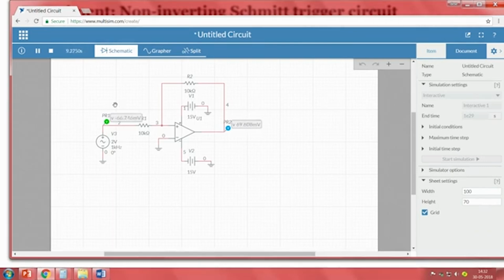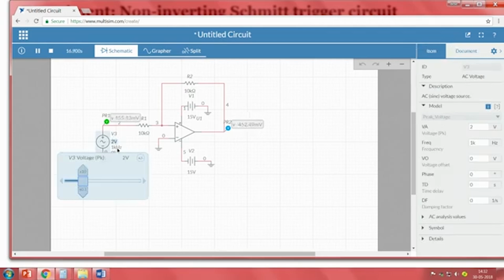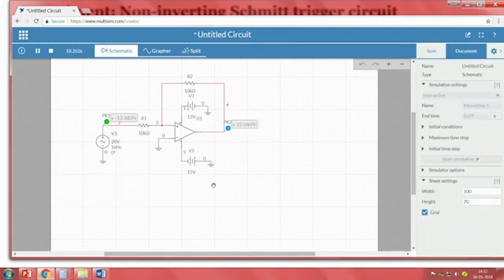In order to see the operation, what we have to do? We have to increase the input voltage greater than 2 volts, sorry, greater than the VTH. In this case the VTH is 15. So, I will make it 20 peak, that means peak to peak is 40. Now, the input is more than 20 volts, even the negative input is minus 20 volts.